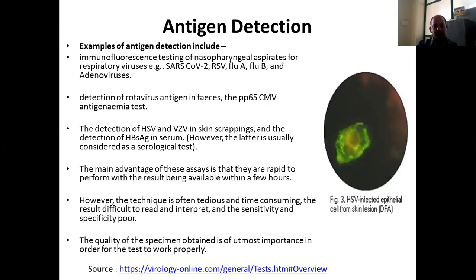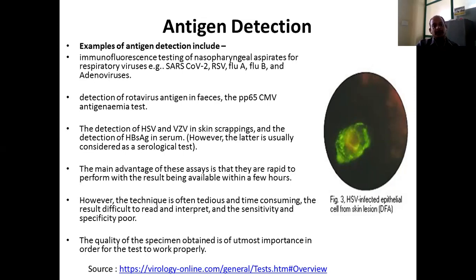Antigen detection. Examples of antigen detection include immunofluorescence testing of nasopharyngeal aspirates or swabs for respiratory viruses, for example SARS-CoV-2, RSV, flu A, flu B, and adenoviruses. Detection of rotavirus antigen in feces, the pp65 cytomegalovirus antigenemia test, detection of HSV or VZV in skin scrapings, and the detection of hepatitis B surface antigen in serum. However, it is considered most in serological tests.